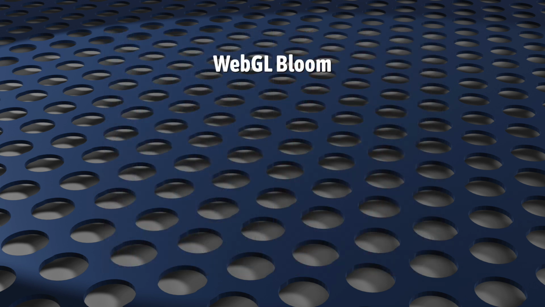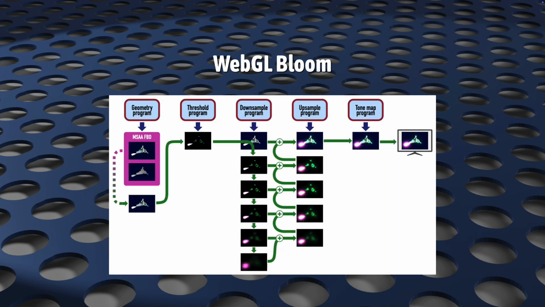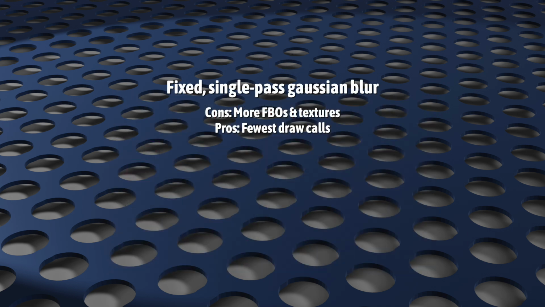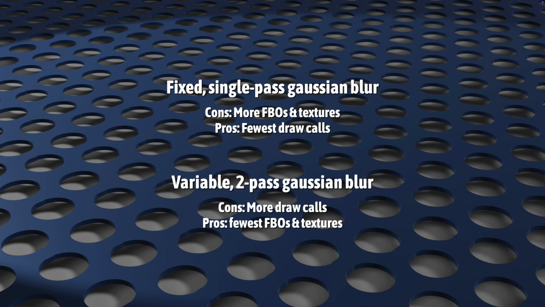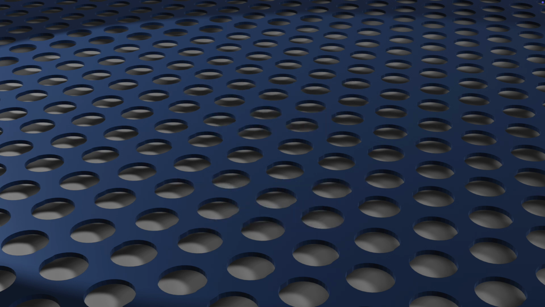In WebGL, Bloom is a pretty lengthy process and surprisingly expensive. The version that we're going to implement today requires more than a dozen draw calls and about as many framebuffer objects and textures, though there are a few ways that you can cut that down a bit if you want. On the other hand, we're using a small fixed single-pass Gaussian blur, so if you want greater control, you could move to a variable two-pass Gaussian blur, like we looked at 2 videos ago. That'll mean even more draw calls. So yeah, this is not a cheap effect, but if you have the budget, it's well worth it. And it's fun to learn.